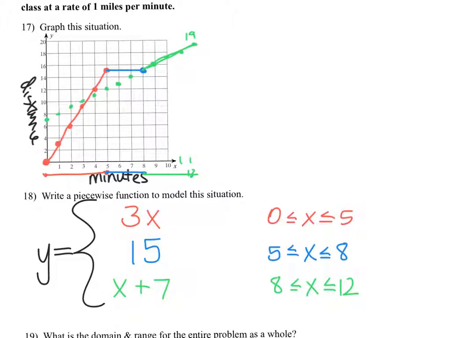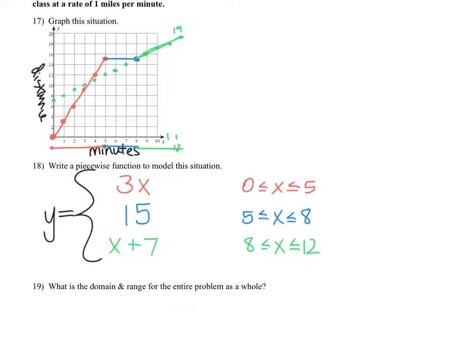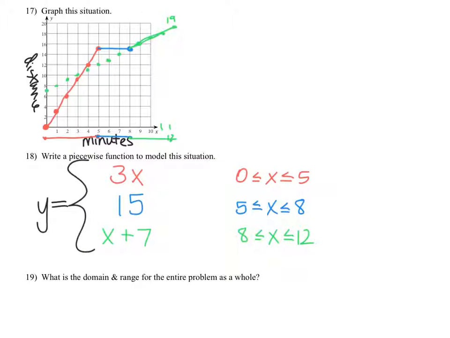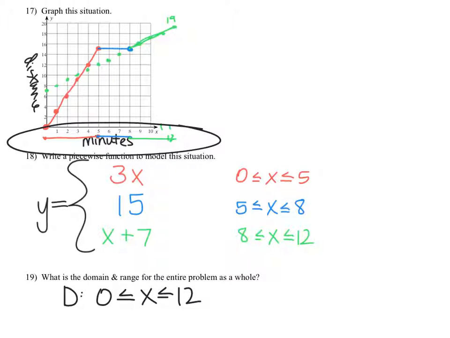You can write y equals out here in the front if you want to. And then the last question says, what is the domain and range for the entire problem as a whole? So domain, like look down here at your domain. If you look at that as one whole thing, that's running from 0 to 12. So my domain is 0 to 12. Even though I know for the absolute value, we said domain was all real numbers. Remember, for word problems, that hardly ever happens. It's going to make more sense for us to look at it in specific context.